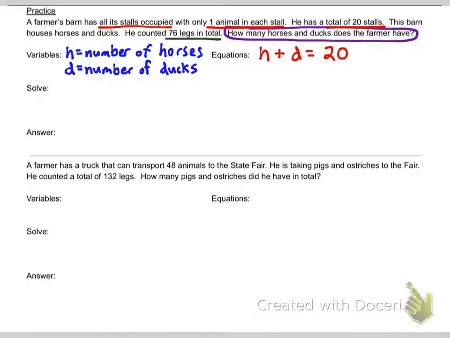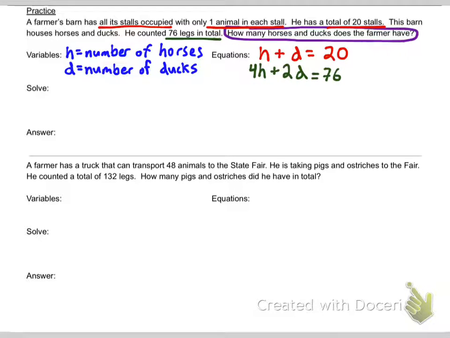He also said there's 76 legs in total. So I know that something's going to be equal to 76. Now this is 76 legs, so we need to know how many legs does a horse and how many legs does a duck have. Well, a horse has 4 legs and a duck has 2 legs.